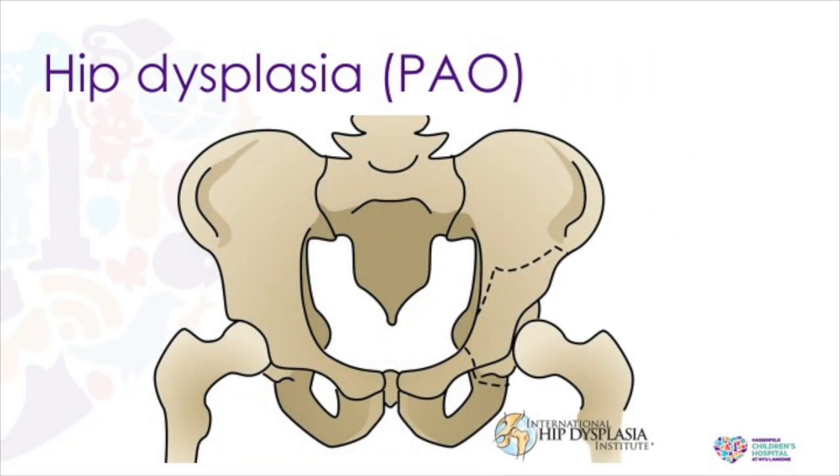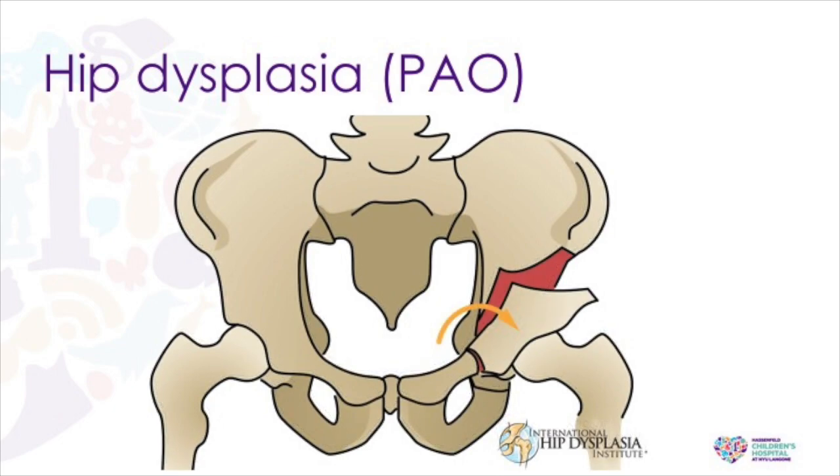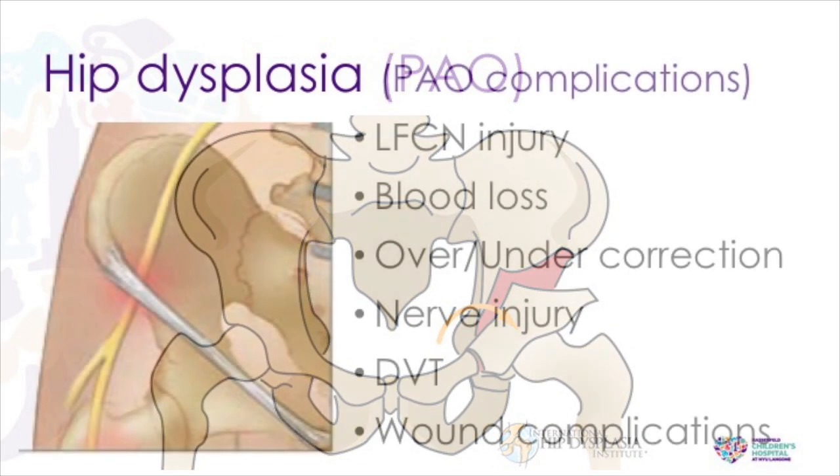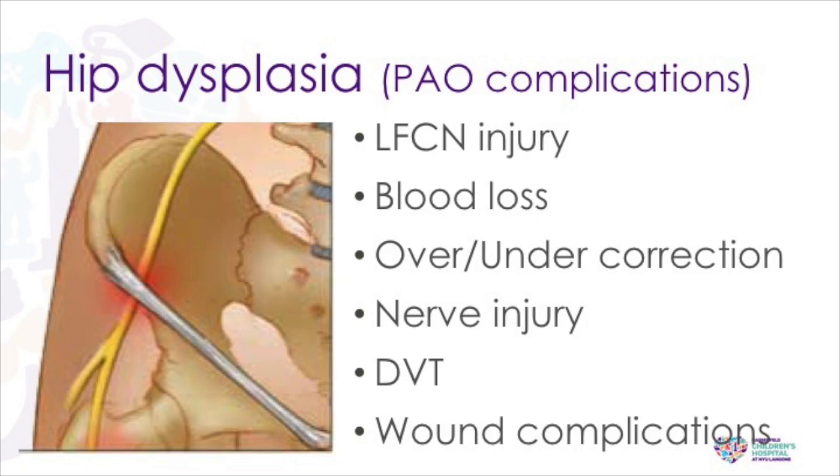In these cases, the most currently widespread technique to correct the dysplasia is the periacetabular osteotomy. This is a complex cut of the iliac, pubic, and ischial bones around the acetabulum with the purpose of redirecting the joint forces to reduce the chances of developing early arthritis. The most common complications after this complex procedure, in order of frequency, are lateral femoral cutaneous nerve injury, blood loss requiring transfusion, over or under correction. Major nerve injury is relatively rare. DVT and wound complications are not unique to this procedure.